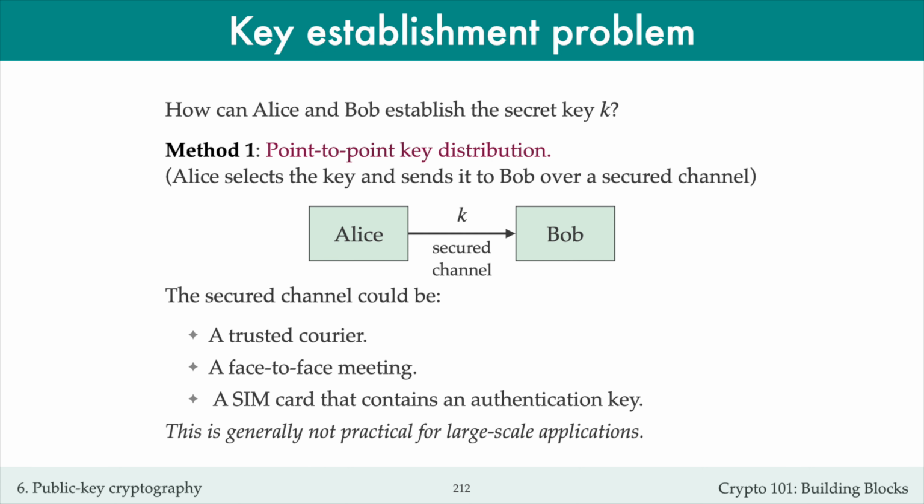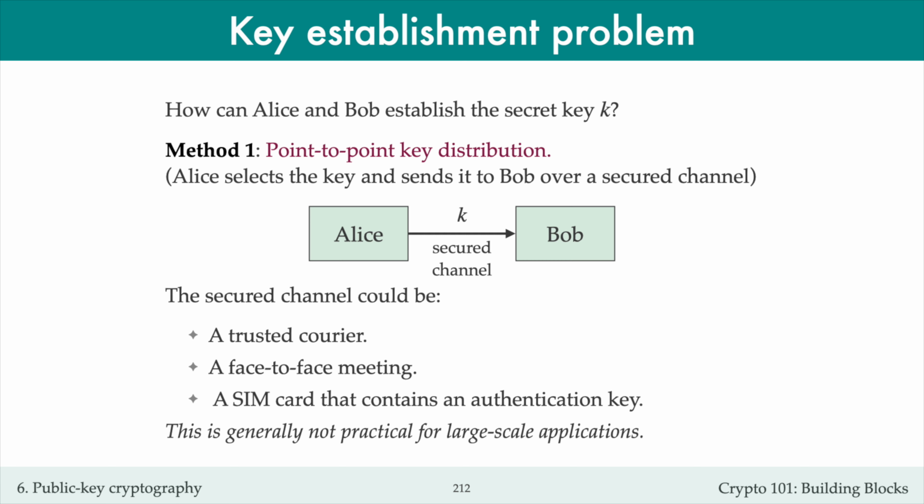One problem with symmetric key cryptography is the key establishment problem. Namely, how do Alice and Bob establish the shared secret key K? One method is point-to-point distribution. Alice selects the key and sends it to Bob over a secure channel.